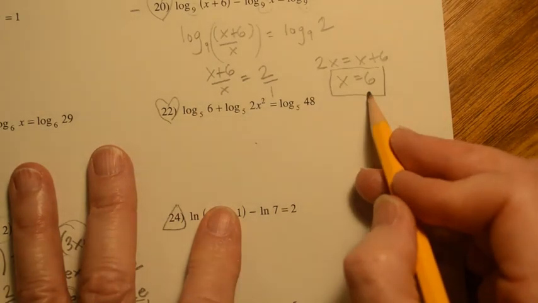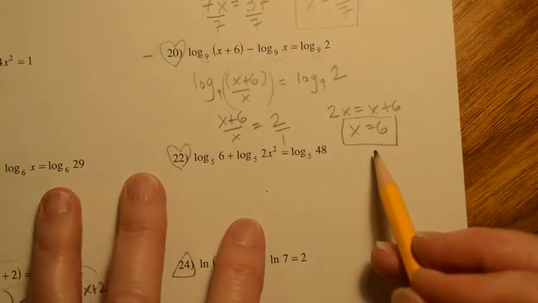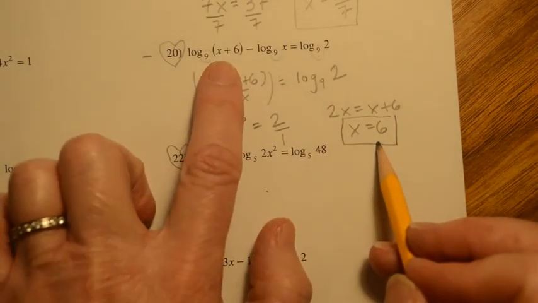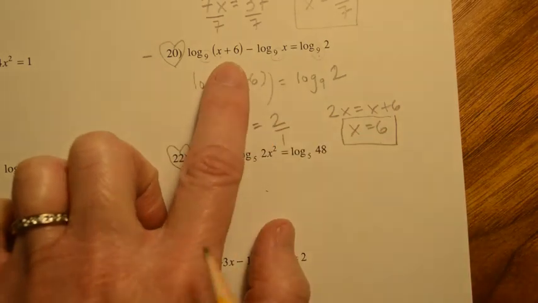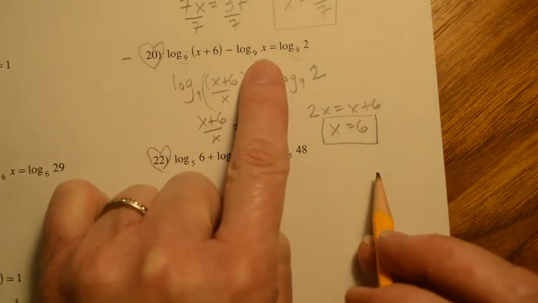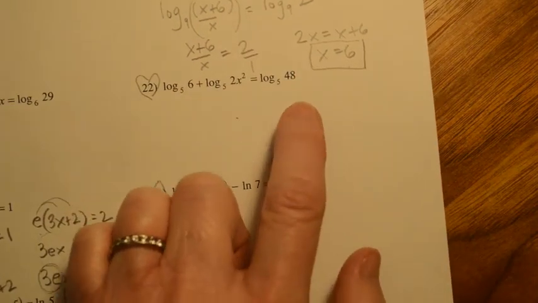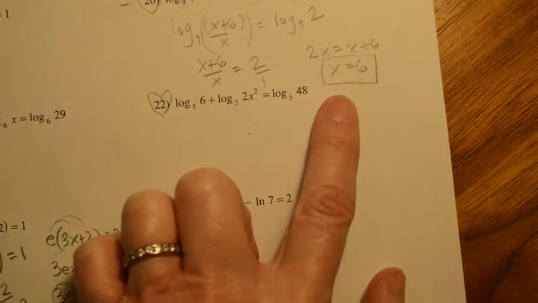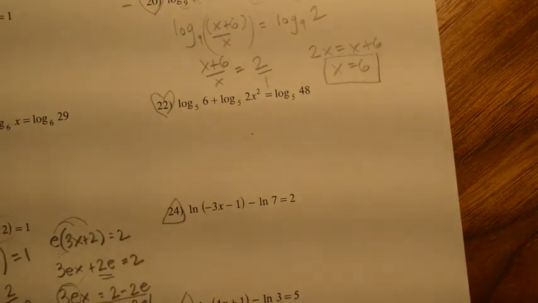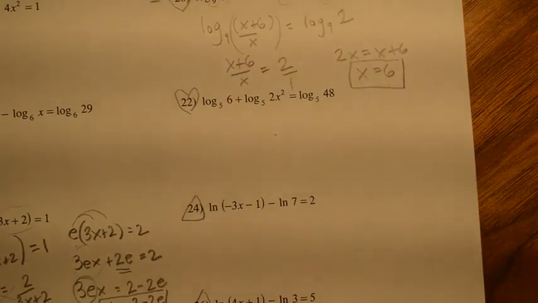And then I just confirm that when I plug it back in, anywhere in here, that it's not taking log of a negative number. So when I put 6 in here, I get 6 plus 6 is 12. 12 is positive, so it's fine. And when I plug it in here, I get 6. 6 is positive, so that is fine. So this is not extraneous. We will look at ones that are extraneous, so I don't want you to think that there are never any that are extraneous. There definitely are, but just not on this sheet.